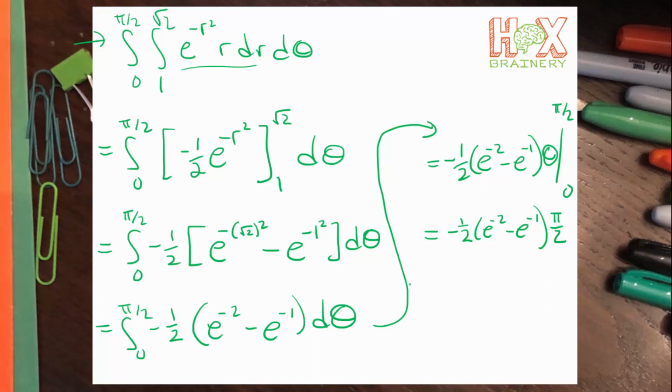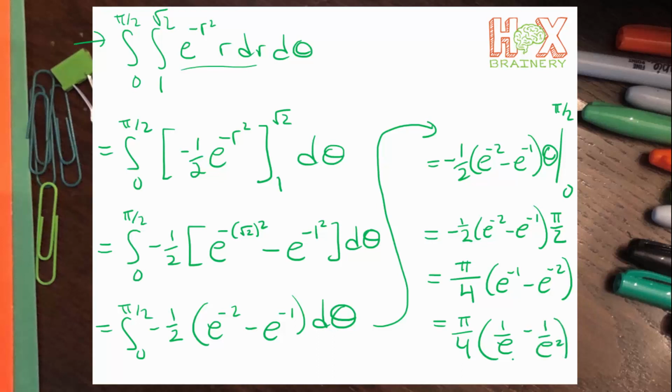Can I simplify this? I'm going to write this as pi over 4 times e to the negative 1 minus e to the negative 2. Distribute that negative through and rearrange the terms in the parentheses. So you can leave it like that, or if the negative exponents bother you, you can write it this way too. Anyway, that's your answer. And again, the integration wasn't so bad once we converted it.